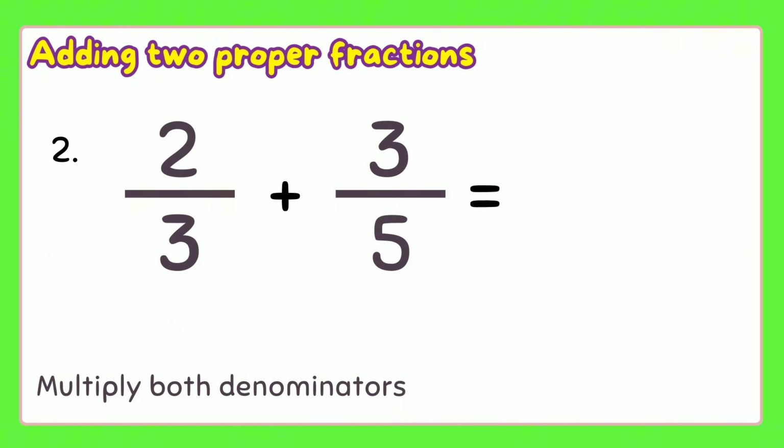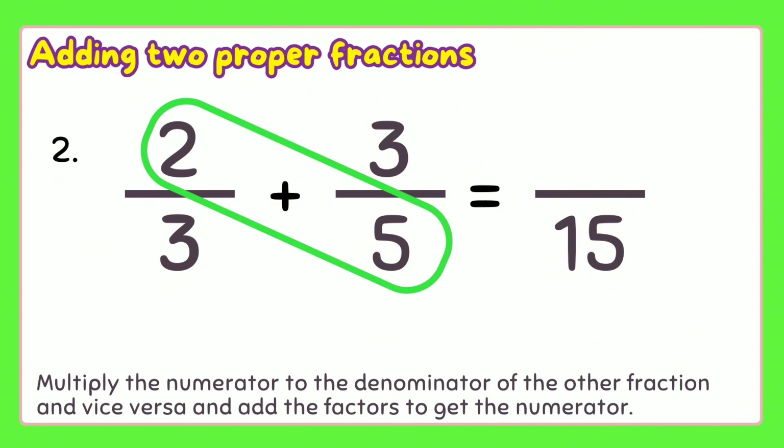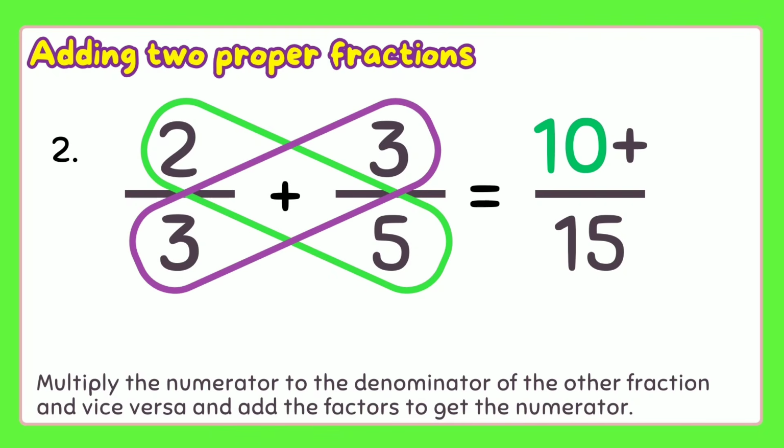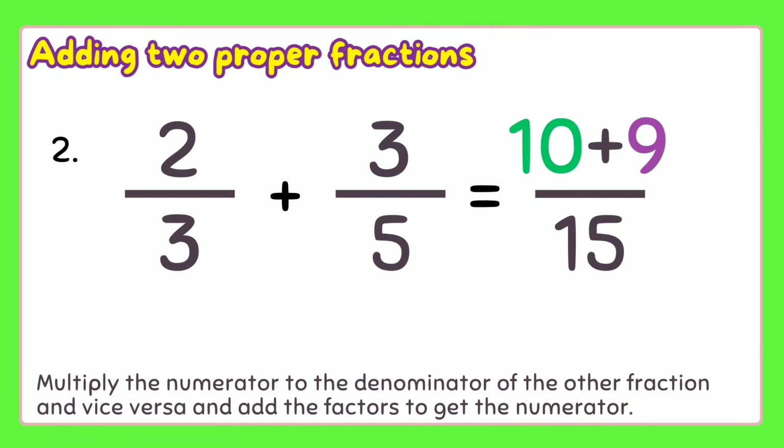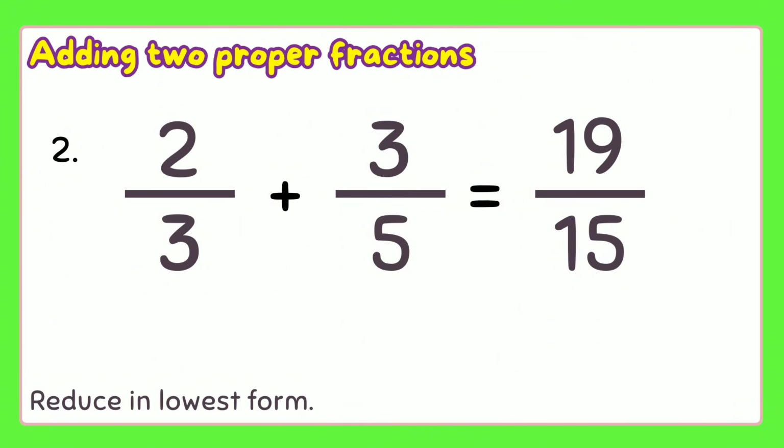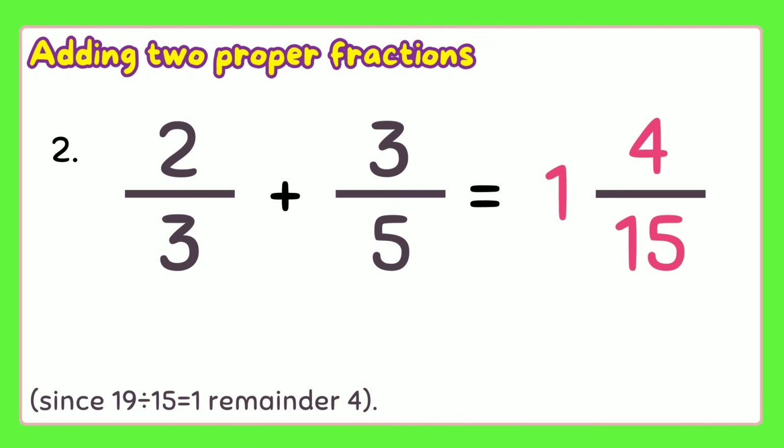Another one. Multiply both denominators. 3 times 5 is 15. Now, let's multiply the numerator to the denominator of the other fraction and vice versa. 2 times 5 is 10 and 3 times 3 is 9. So 10 plus 9, 19. Since this fraction is an improper fraction, let's transform this one into a mixed number. So 19/15 will become 1 and 4/15 because 19 divided by 15 is 1, remainder 4.